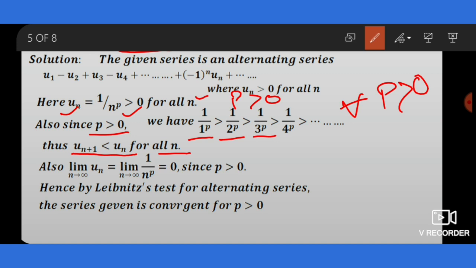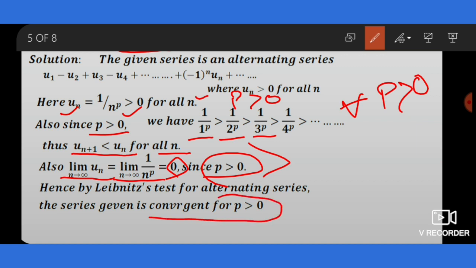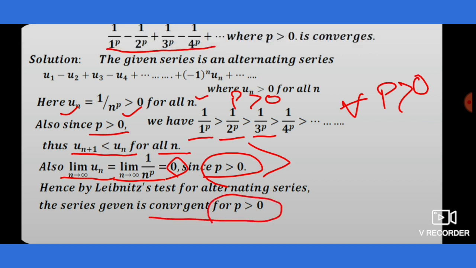Also, limit n goes to infinity of un equals limit n goes to infinity of 1 upon n to the power p, which is 1 upon infinity to the power p and tends to 0 since p is greater than 0. Hence, by the Leibniz test, these two properties are satisfied for the alternating series. The given series is convergent for p greater than 0.